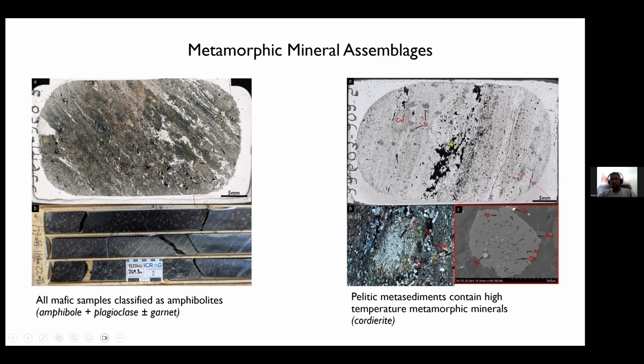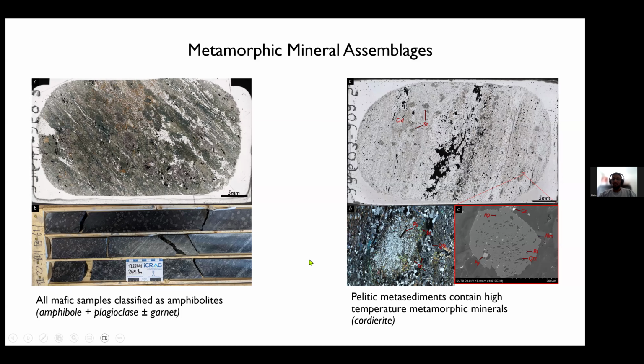And this one contains a couple interesting metamorphic minerals. There's an abundance of staurolite here. Just a bunch of these little guys here, just peppered throughout the sample. There's also a couple very small garnets. There's a blown up image of that here. And we also have quite a large cordierite crystal here as well.